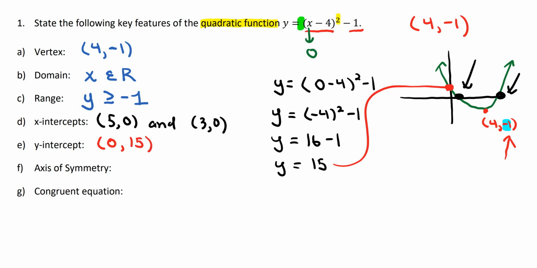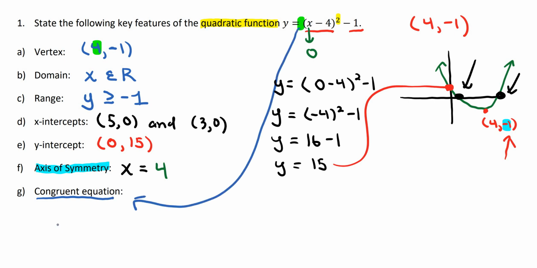The axis of symmetry, this one's not too bad. For the axis of symmetry, we always need to start off by saying x equals, and it's really just the x value of the vertex. So x equals 4, that's your axis of symmetry. And there's a congruent equation here. There are different ways you can write this, but since we have a leading coefficient of 1, we can just write this as y equals 1x². What we're saying is that this parabola has the same shape as the general parabola.